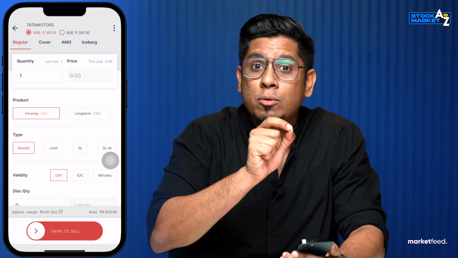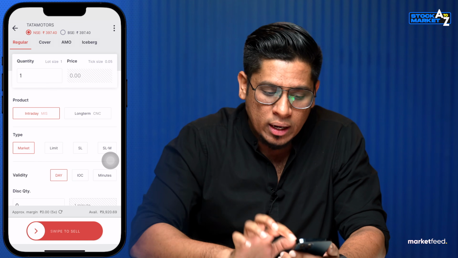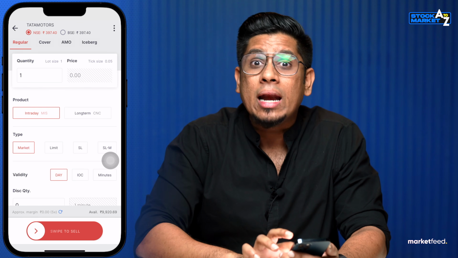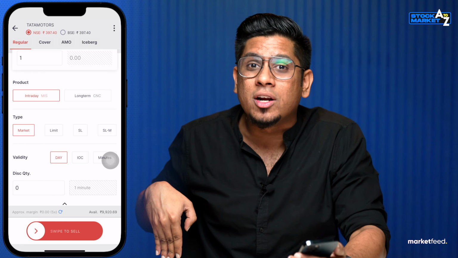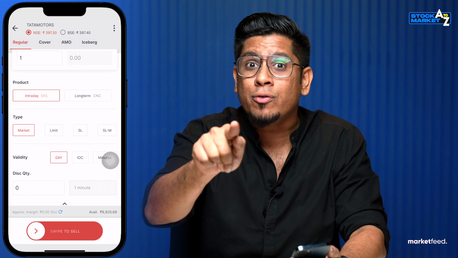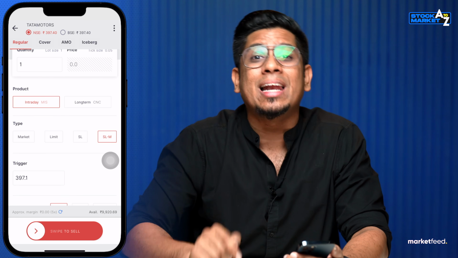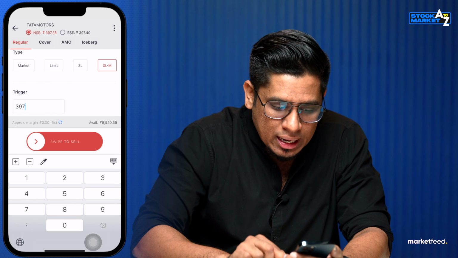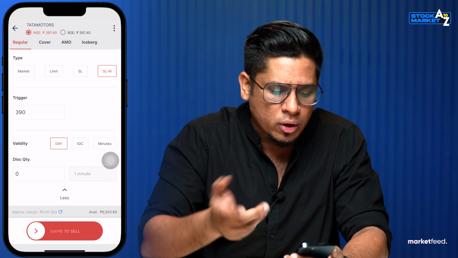Okay. Now I'm going to place a stop loss order for this Tata Motors. One quantity. It is intraday only, and I need to sell the stock when it reaches 400. For that, what order should I use? It is exactly the opposite of buying, right? So there I'll go and keep an SLM order, and I'll put a trigger as 390. Validity is day only, disclosed quantity is 0 only.